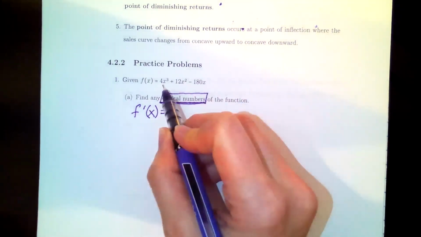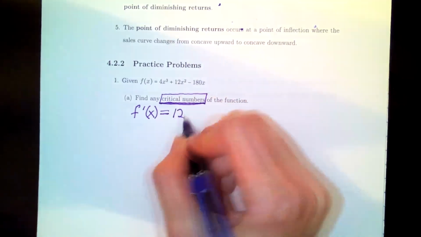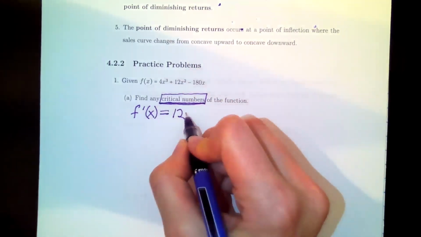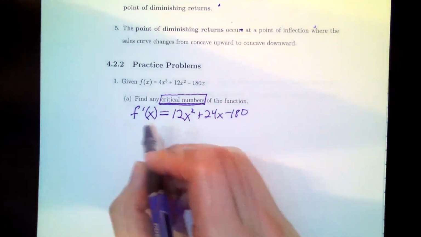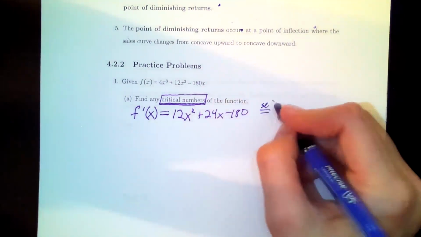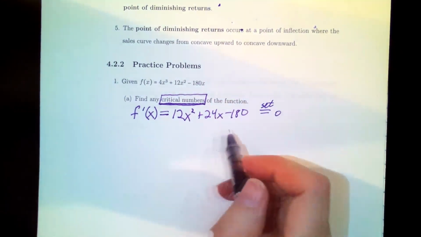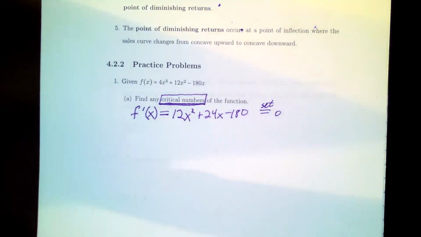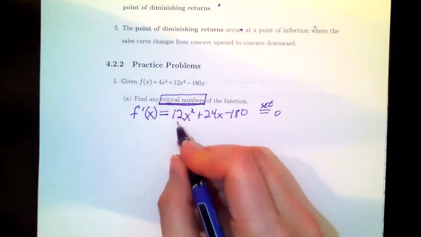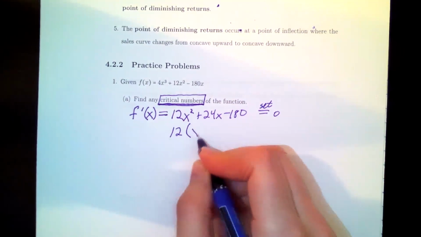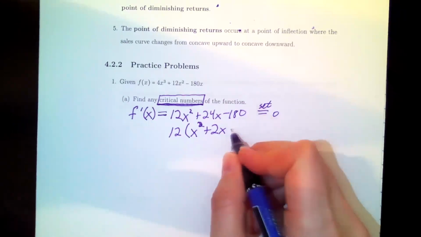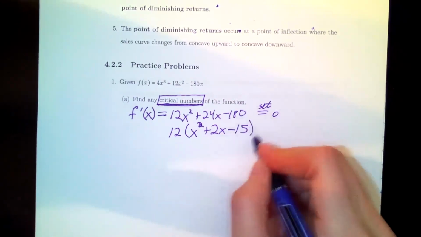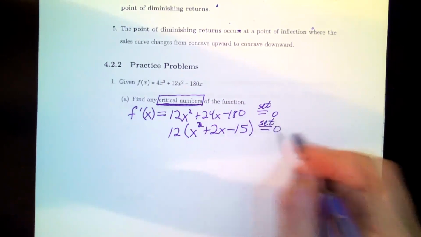Let's take the derivative of this thing. We got the derivative of f is 12x squared plus 24x minus 180. And then I'm supposed to be setting that equal to 0 and solving for x. So I want to look at how to factor that, because factoring is usually your friend when trying to solve these things for x. What I'm going to do is pull out a 12 from each of those terms. You have 12 times x squared plus 2x. Now 180 divided by 12 is 15, so that becomes minus 15. And I'm setting that equal to 0.